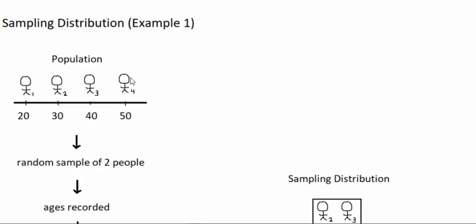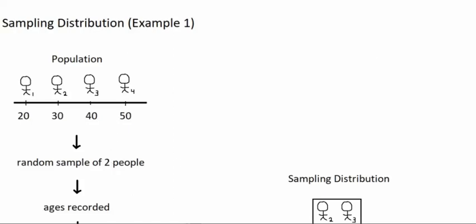We're imagining that 2 people are being randomly selected from this population. They're being selected in some random way. Maybe someone is putting 4 pieces of paper into a hat and shaking it up and taking out 2 pieces of paper. Or maybe someone is using a generator to select 2 random people. It's just a random sample of 2 people being selected in some random way.